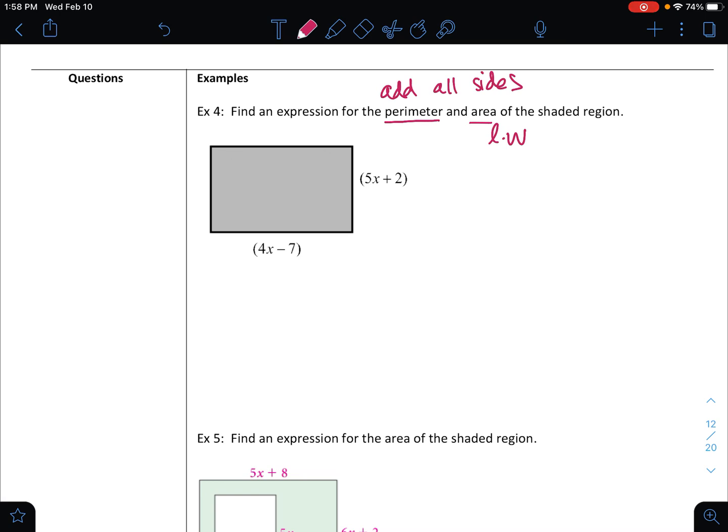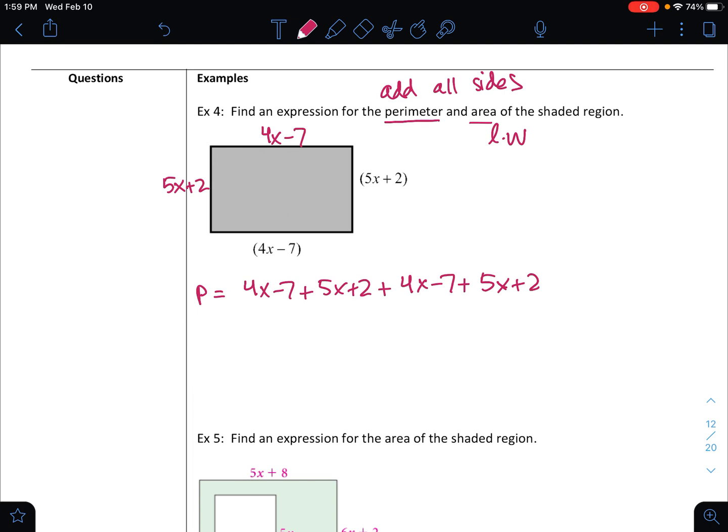So let's start with perimeter. I want to either just notice or actually label that the other side is 5x plus 2, the opposite side, and then the top one is also 4x minus 7. And so now I'm going to add the 4 sides together. So I can write one big expression. I'm going to start at the top, 4x minus 7, and then add the side on the right, 5x plus 2, and then add the bottom, 4x minus 7, and add the left, 5x plus 2.